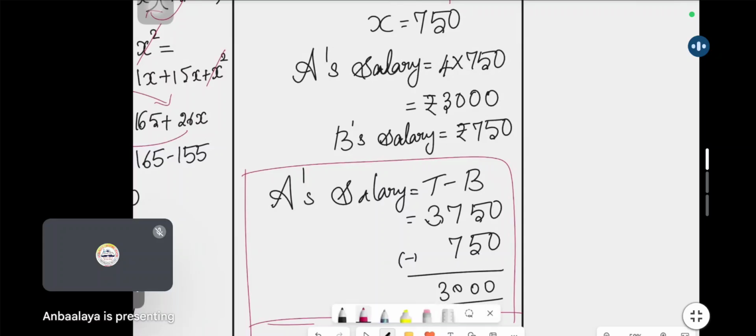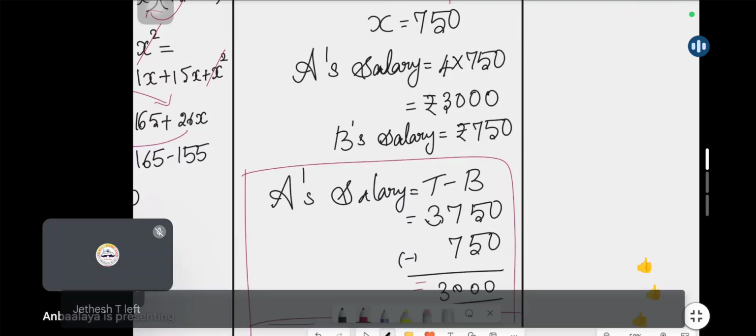So the unit is very important. Never forget to put the unit mark. The unit is very, very important.